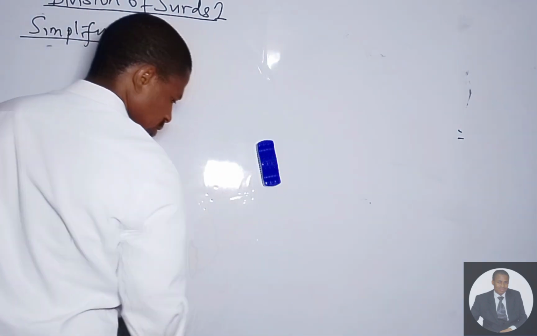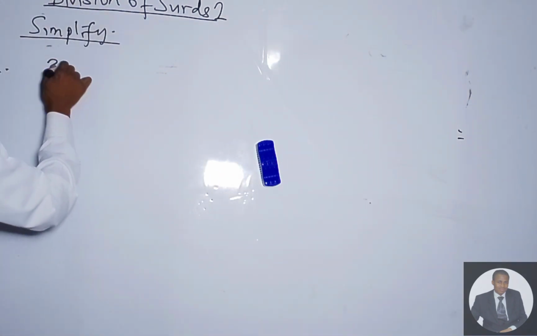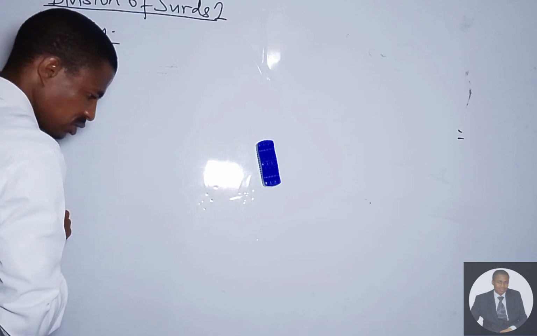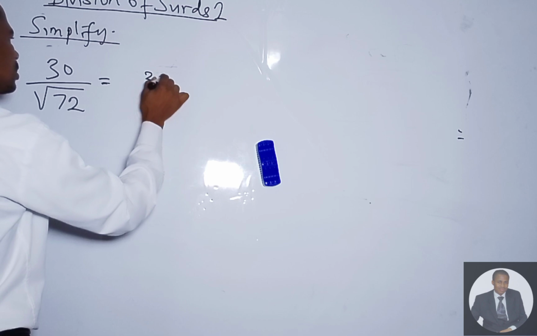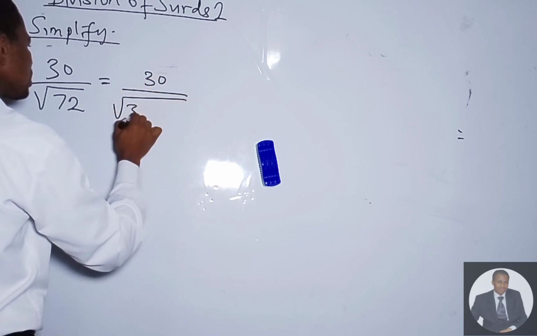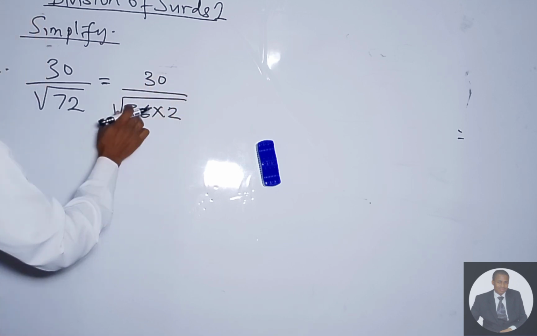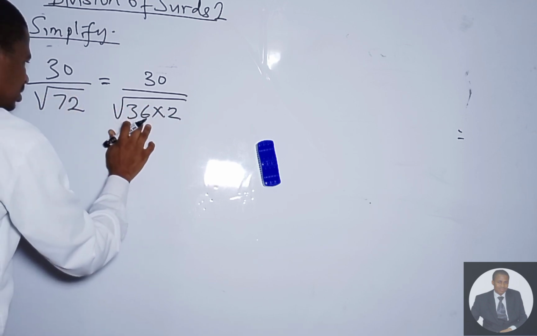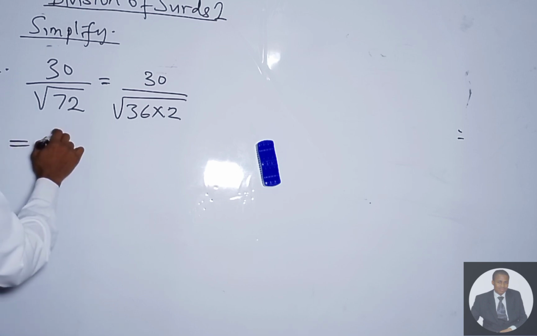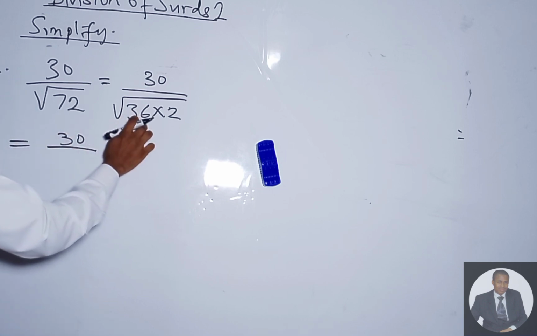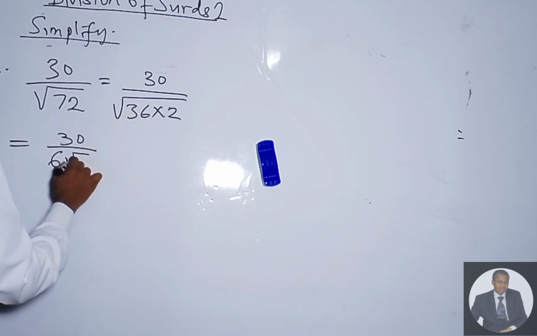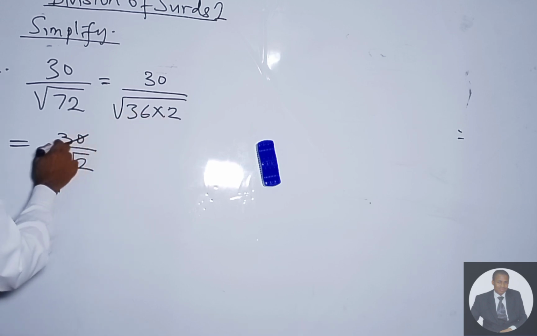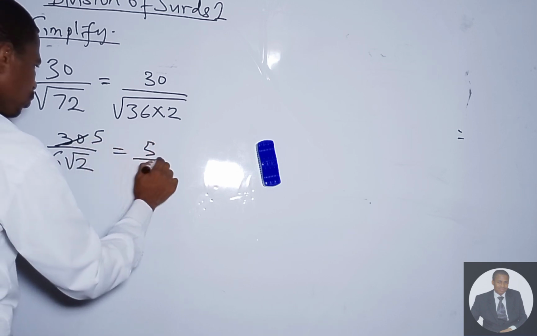Another question. Simplify 30 over root 72. Root 72 is root 36 times 2, since 36 times 2 is 72. Let's simplify. The square root of 36 is 6, then we bring the root 2, so 6 root 2. 6 here 1, 6 here 5. So we have 5 over root 2.